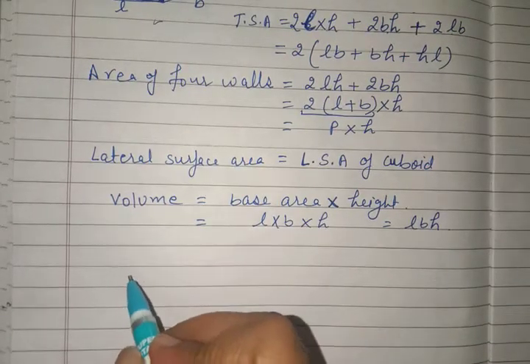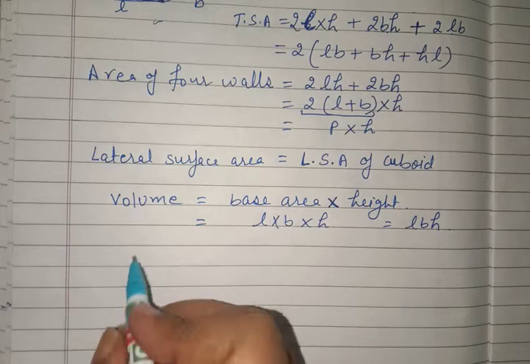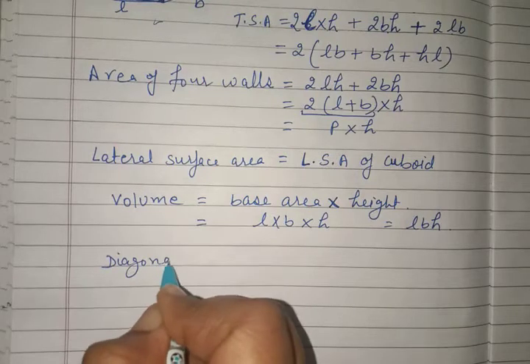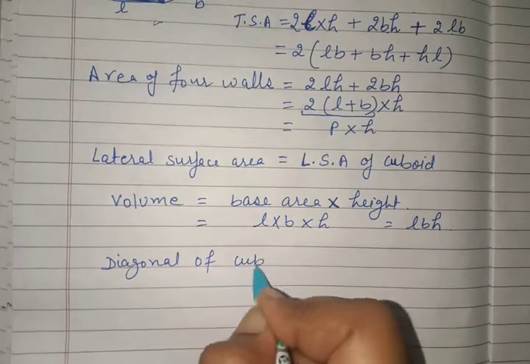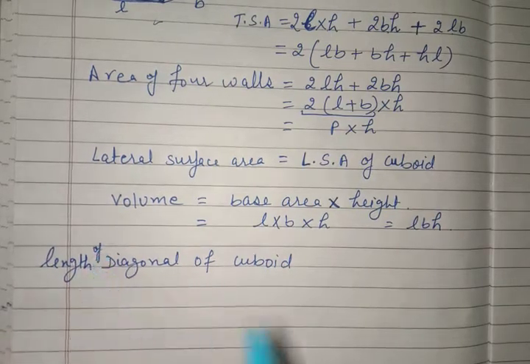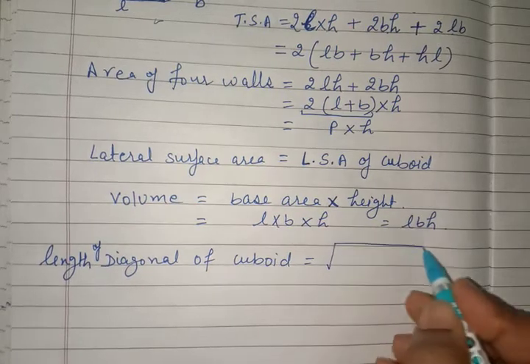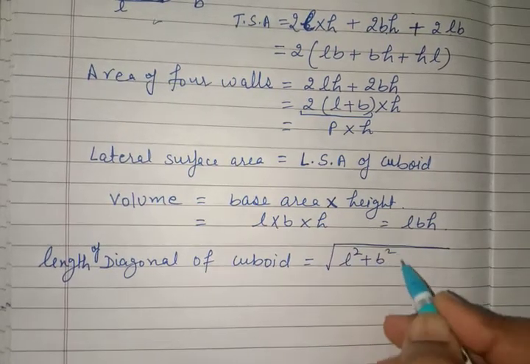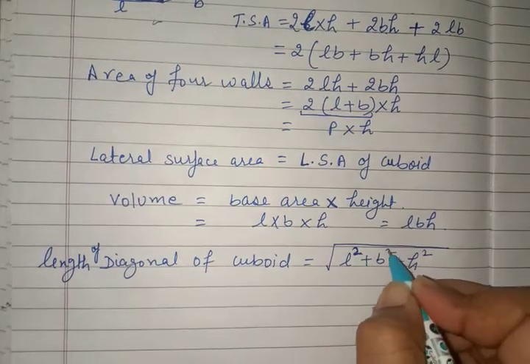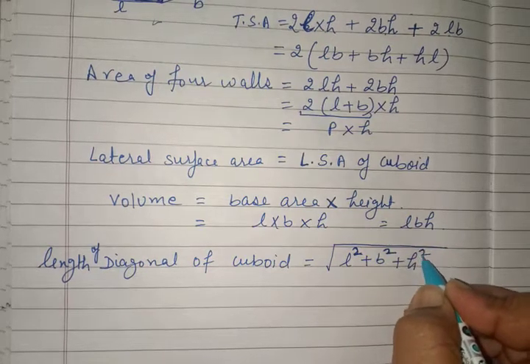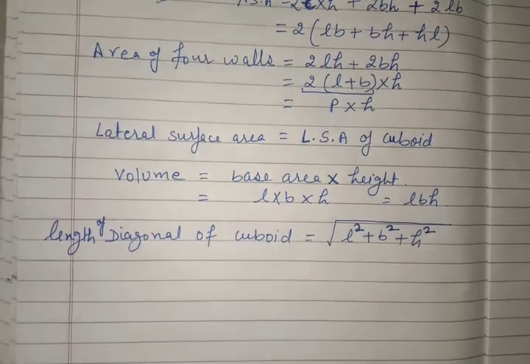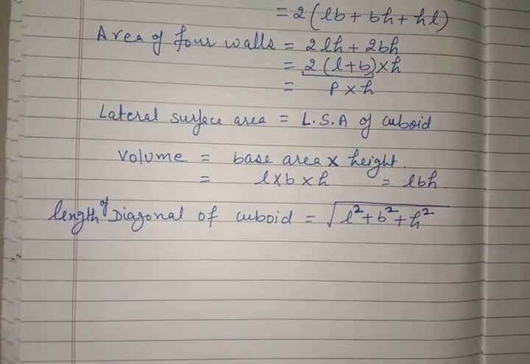And one more formula that is not there in your NCERT book. If we want to find out the length of the diagonal of a cuboid, then the formula is the square root of L square plus B square plus H square. We can ask this question as: find out the length of the longest rod that can be kept in a room whose length, breadth and height are given to you. So this is all about the cuboid.